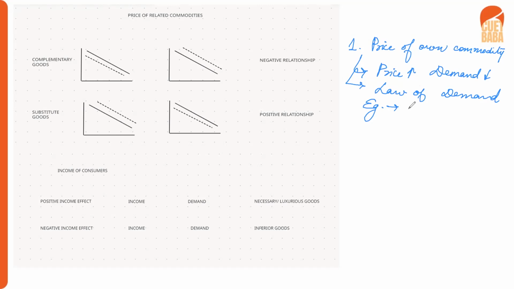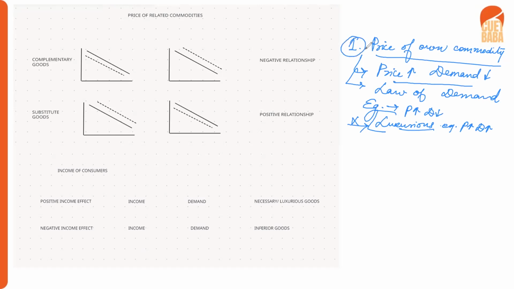We can state that with the help of an example. Suppose the price of a phone. If it is a very normal phone, then when its price increases, the demand would decrease. But that won't be the case for luxurious commodities, for example an iPhone, where the price increases and the demand also increases. This is an exemption to the law of demand, so we won't be considering that. Other than that, for the price of the own commodity, when the price increases, demand decreases. So that would be the first factor.